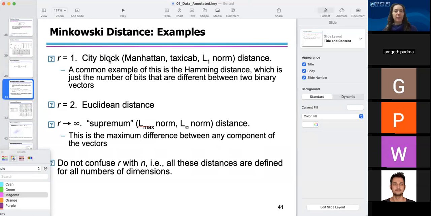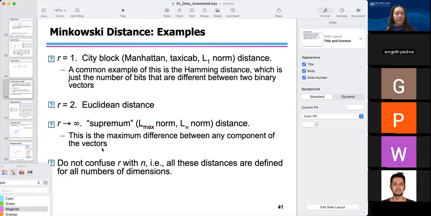City block is when the r is 1, that is, we're taking power of 1. That's also called Manhattan distance or city block distance. If we take power of 2, it's Euclidean distance. We can take power of 3, power of 4, or infinity. If we take infinity, then this is the maximum difference between any components of the vectors.